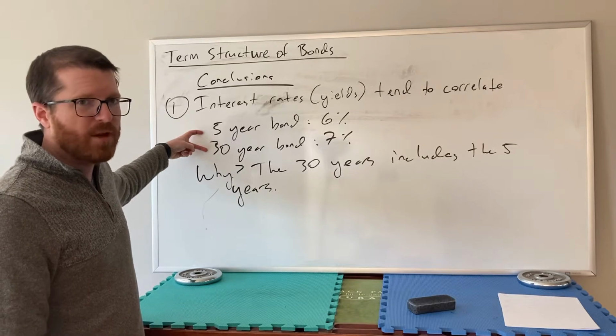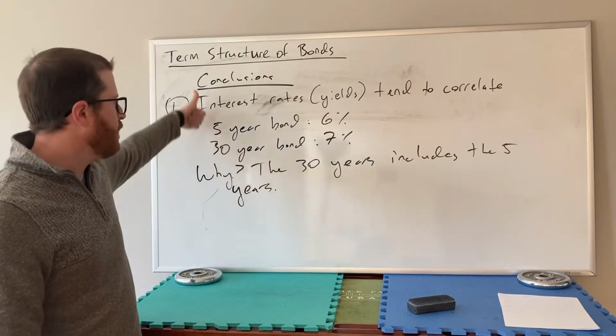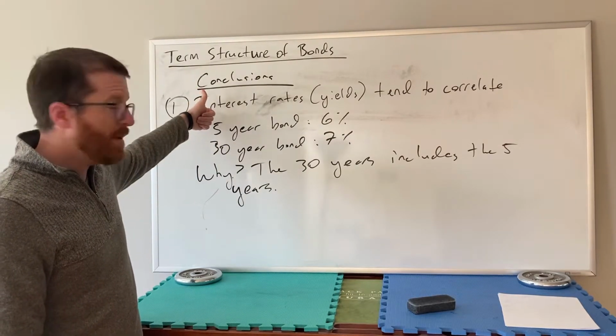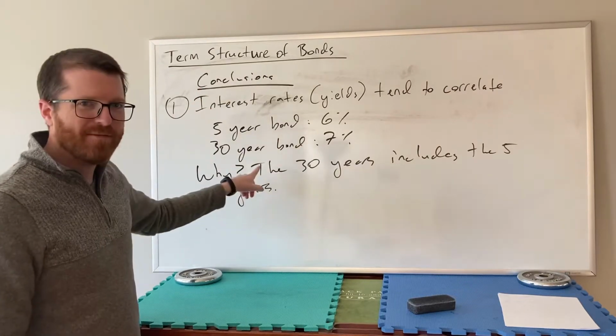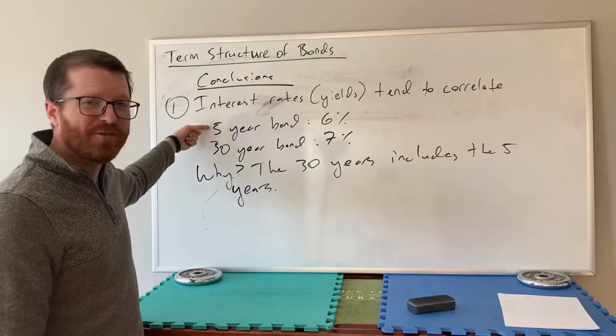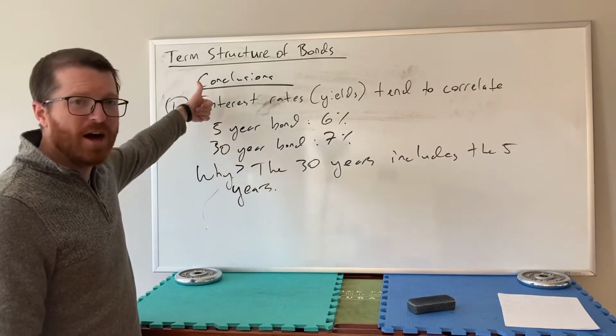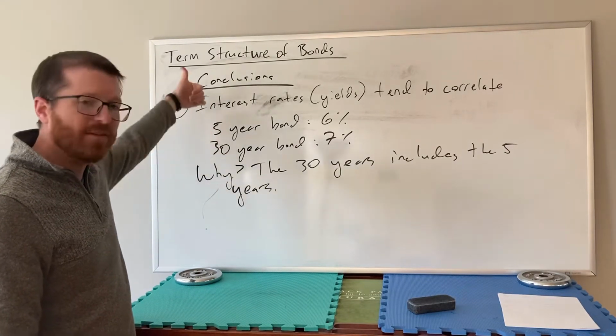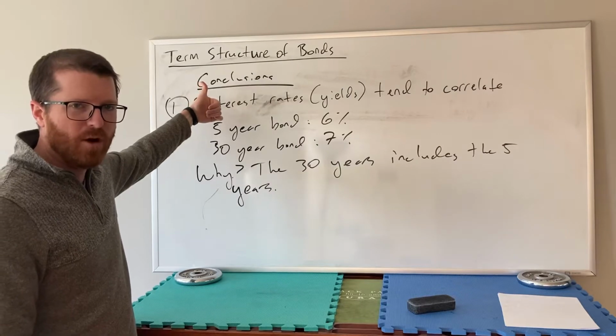So for that reason, if 5-year bond rates go up, that means that 1/6, right? 1/6 of the years in this 30-year period are included in this 5-year bond. So if this goes up, we also would expect this 30-year bond rate to go up, okay?